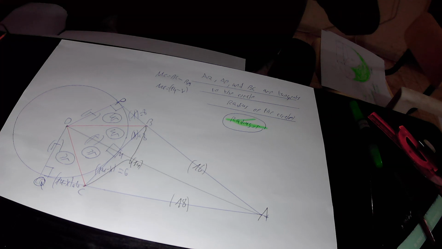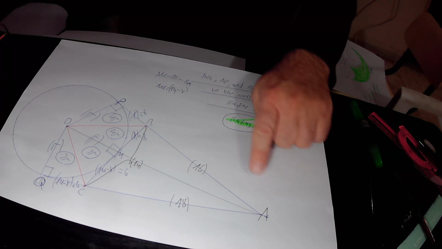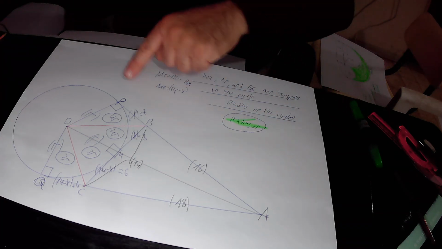In the next step, we focus on this common point A. From this common point A, we have two tangents to this circle, tangent AP and tangent AQ. According to rule 2, they are equal to each other. That is to say, AP equals AQ.